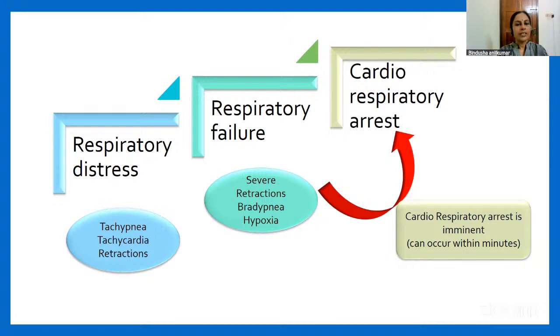Okay. In the case of respiratory failure, the patient is not able to maintain oxygenation. There will be associated hypoxia also. Or the patient may have bradypnea or apnea. The child is not breathing, and has severe retraction. That tells you that the patient is having respiratory failure. The problem is that if the patient is in respiratory failure, the patient can progress to cardiorespiratory arrest at any time. That tells you that cardiorespiratory arrest is imminent. It can occur within minutes unless you intervene. So that is the important thing that we need to know about respiratory failure.